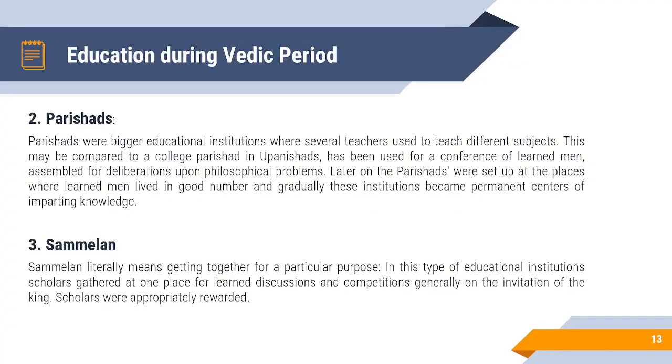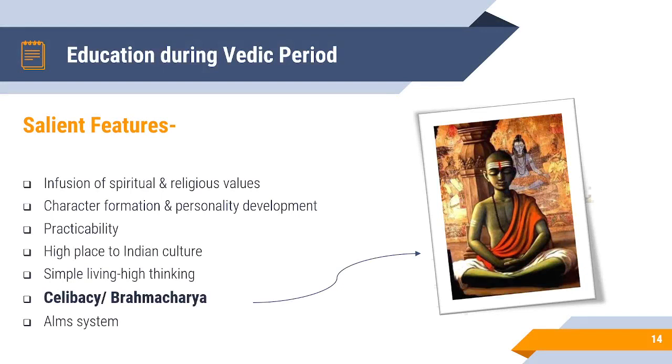And Parishads. Parishad was a bigger educational institution where several teachers used to teach different subjects. This may be compared to a college. Parishad in the Upanishads has been used for a conference where learned men assemble for deliberation upon philosophical problems. Sammelan literally means getting together for a particular purpose. In this type of educational institution, scholars gathered at one place for learned discussion and competition, generally on the invitation of the king.